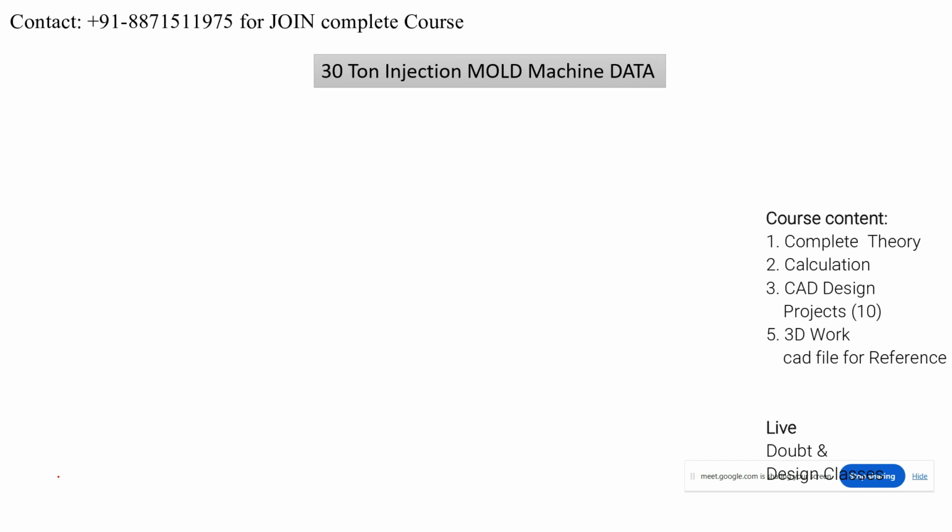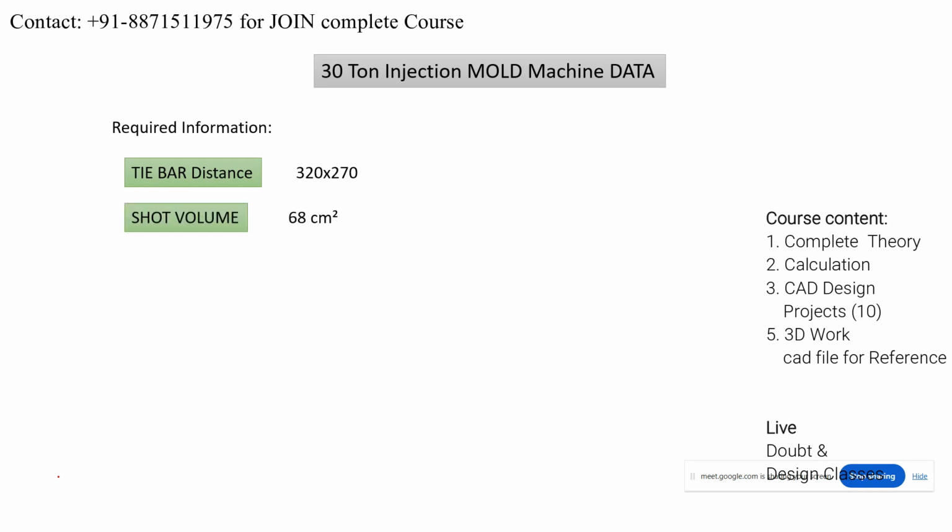See, I'm showing the 30-ton injection molding machine data. The tie bar distance for the 30-ton injection molding machine is 320 by 270, and the shot volume is 68 cubic centimeters, not square centimeters. It will be cube. Is it clear? It is the shot volume.